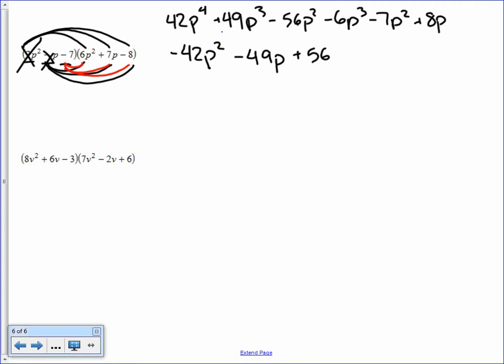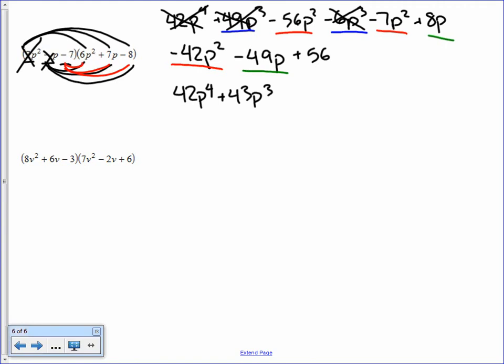So I have a p to the third here, and another p to the third. I have a p squared, another p squared, and one more p squared. And then I have a couple p terms. I have 8p and negative 49p. So writing it in standard form, remember start with the higher power, so I have 42p to the fourth, so we're done with that. Now the p to the thirds, so I have 49 and negative 6, so that's going to give me a 43p to the third, so we're done with those.